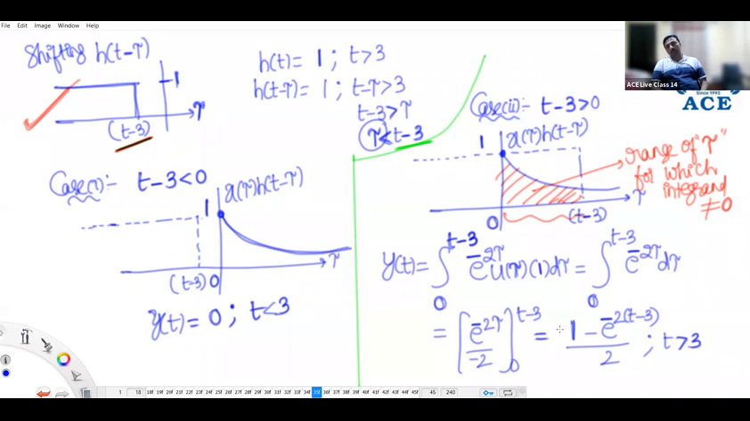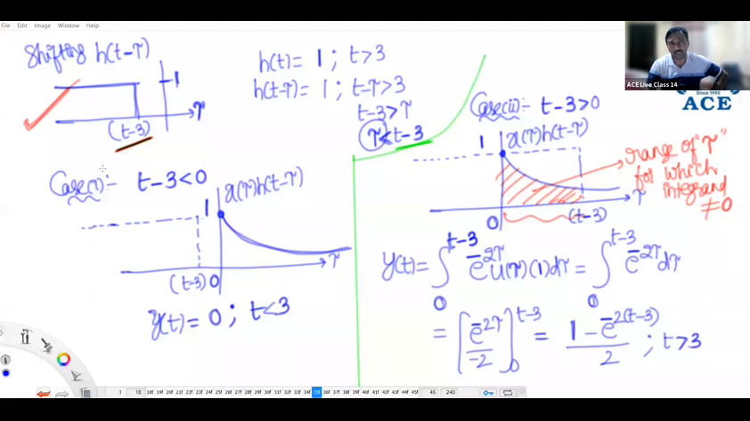So by looking at case 1, case 2, what can you say from the board? We kept x of tau in its position, but on the signal x of tau, h of t minus tau, that constant signal is moved. In that process, where did we get overlap? T greater than 3.